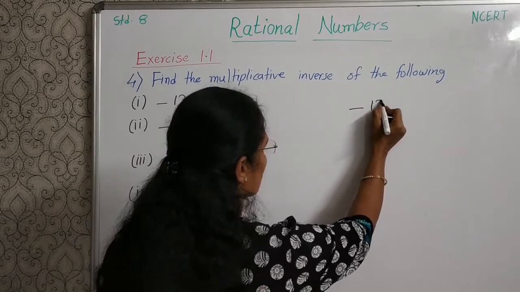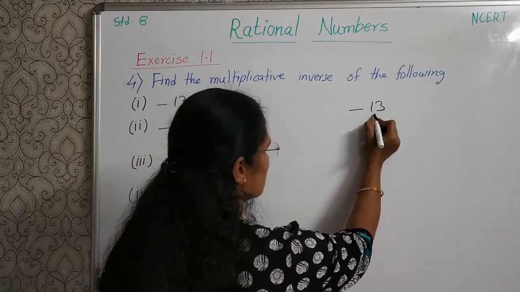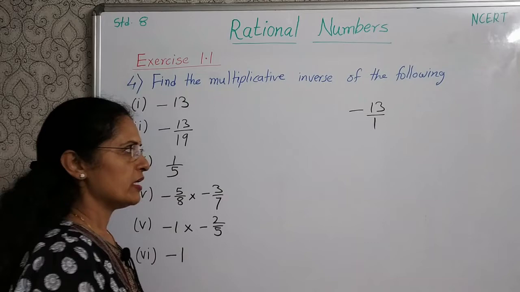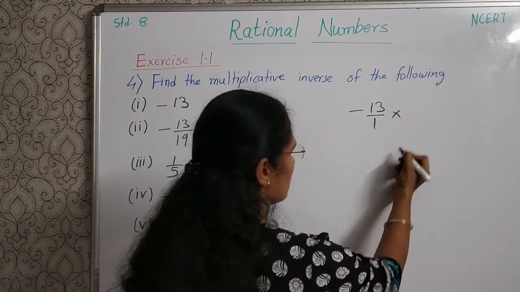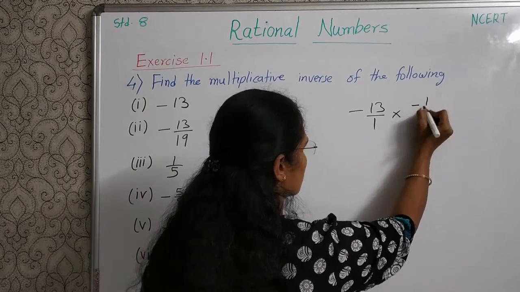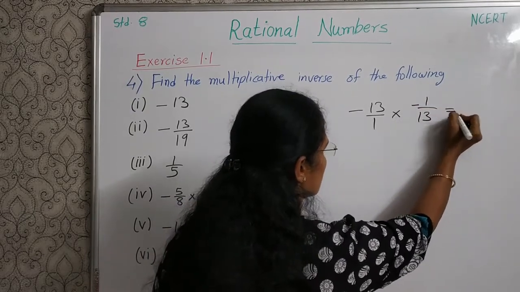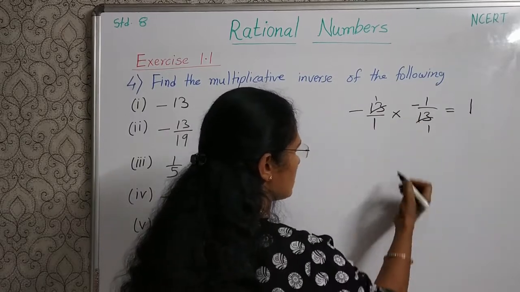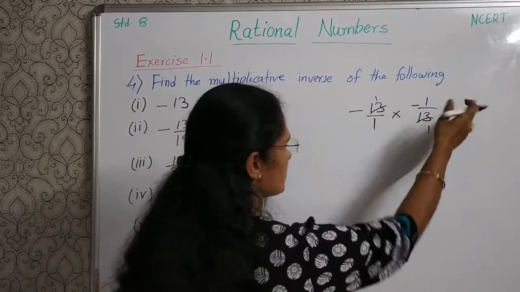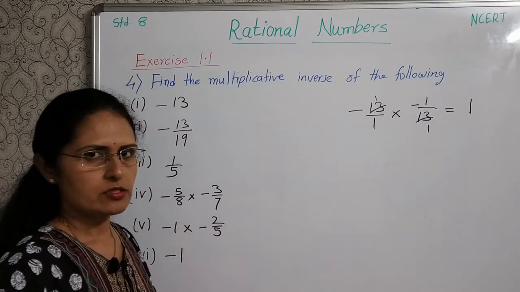See, negative 13, minus 13, we can write it as minus 13 by 1. If you multiply it by minus 1 by 13, then the product will be 1, because this 13 will get cancelled, and minus minus will be plus, you will get answer 1.